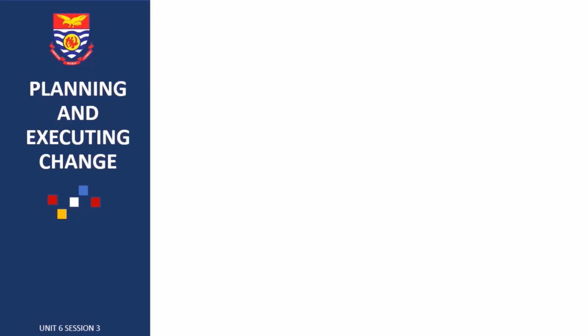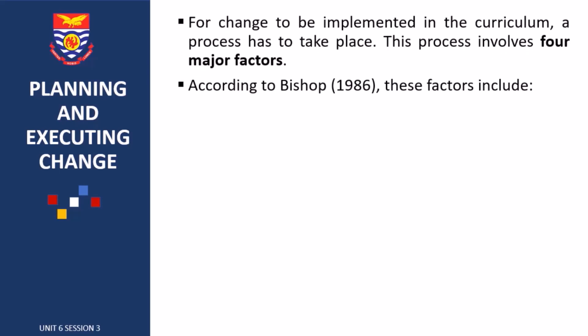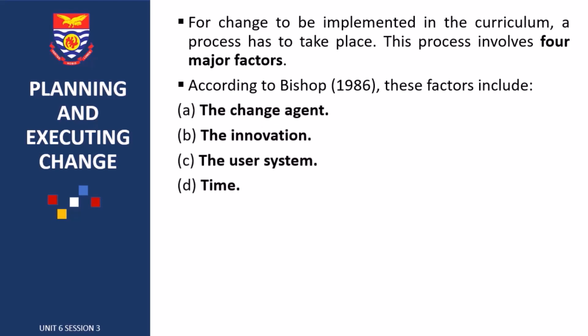Change does not happen like a miracle. It has to be planned and go through an execution. And so, for change to be implemented, a process has to be taken into consideration. According to Bishop, some factors that affect planning and the execution of change are 1. The change agent. The change agents include the teachers, the school heads, the local authorities, or the Ministry of Education. What the agent does is to initiate the innovation or curriculum change in general.